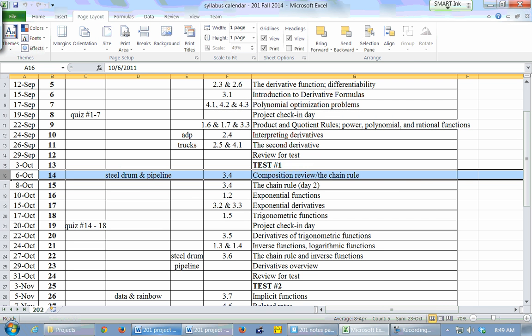Steel drum is due on October 27th, pipeline is due on October 29th. Those dates are in your syllabus. Any questions? Okay.